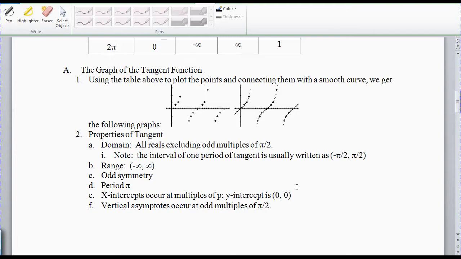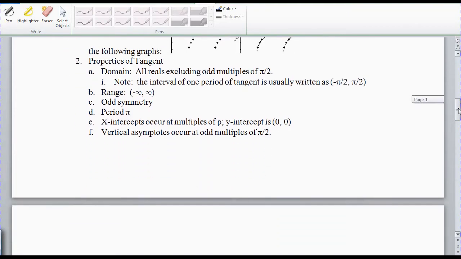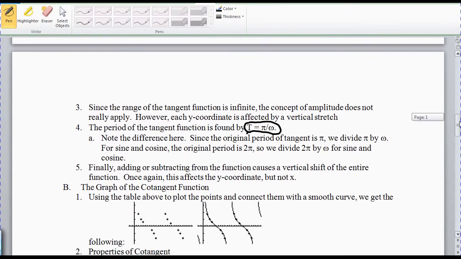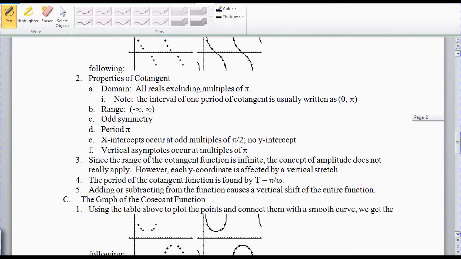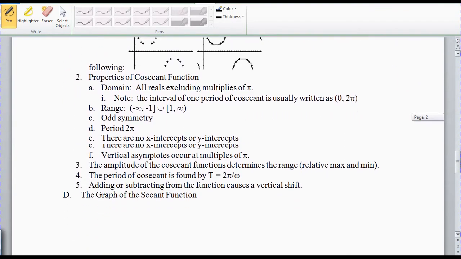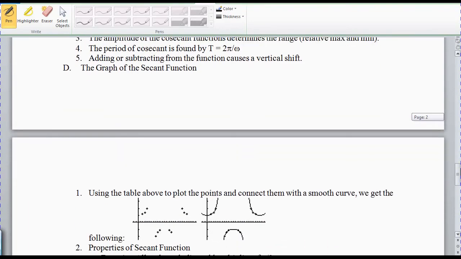Vertical asymptotes, we already talked about that. And so the period, we gotta make a special note about this. The period is T equals pi over omega. And the reason why it's just pi is because the period of tangent is pi. The omega can influence it. That's going to be true for cotangent also, so be aware of that. You can use your calculator to find the graph of cotangent, cosecant. I want to look at secant.